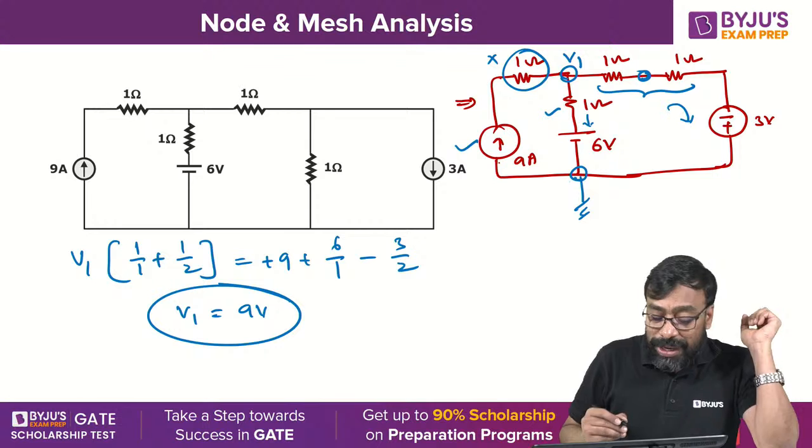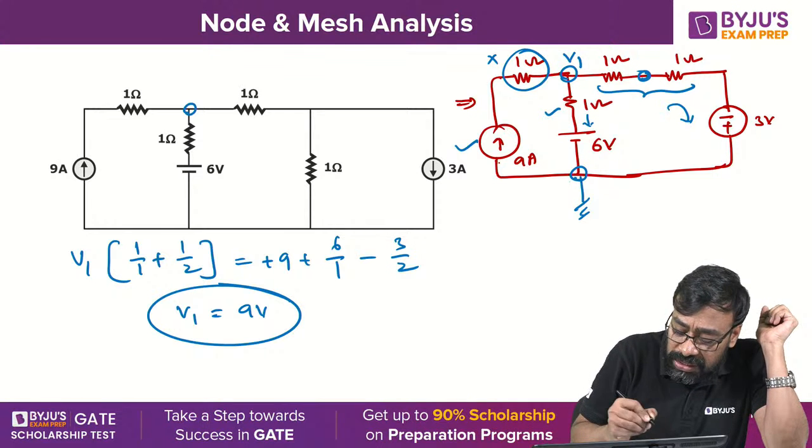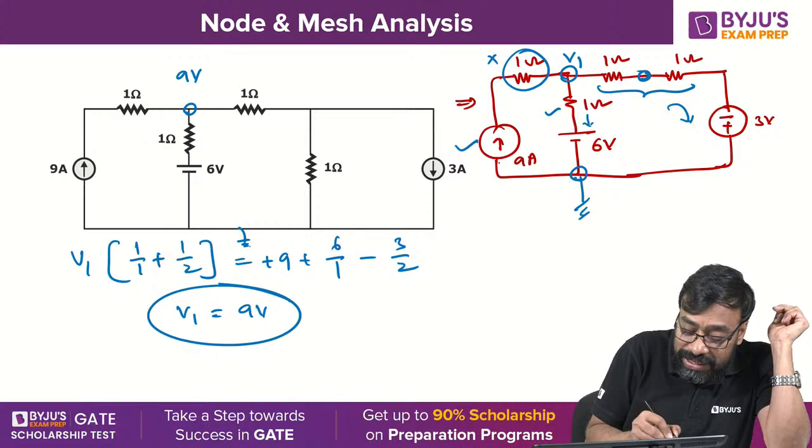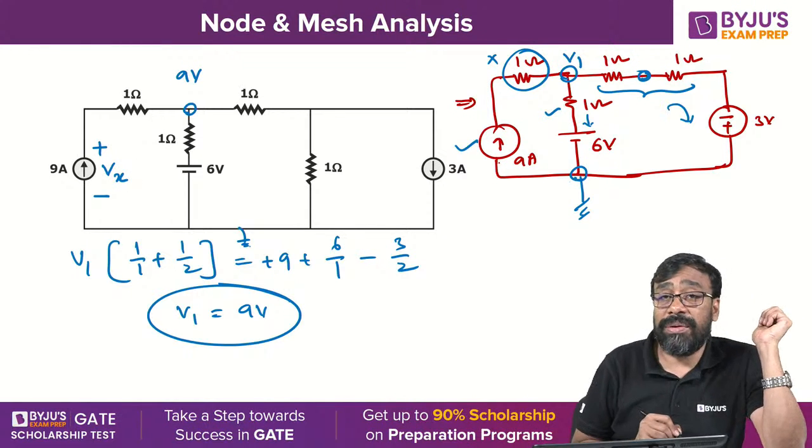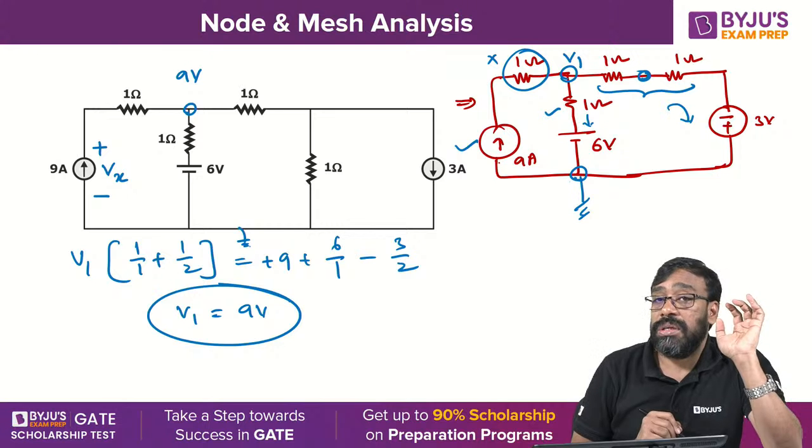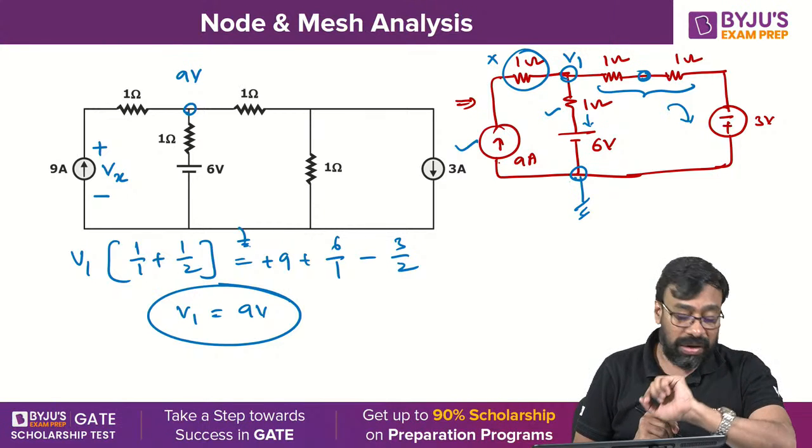Now, coming to this here, this is 9 volts when this is taken as 0. Now, my interest is to find the power of the current source. Whenever I want to find the power, I must know the voltage across the current source. In the case of a voltage source, I must know the current value.